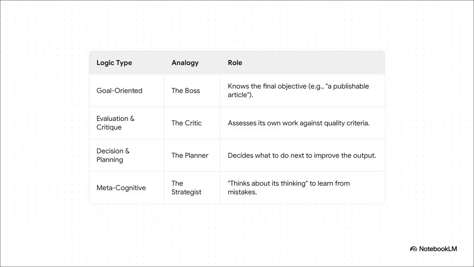And what's so cool is how this agent thinks. It's not just one thing. It's more like a little team of specialists working inside the AI. You've got the boss, whose only job is to keep its eye on the prize, like write a publishable article. Then the critic jumps in and asks, is this paragraph any good? The planner then figures out the next logical step. And maybe most impressively, you have the strategist, which is like an internal coach, helping the AI learn from its own mistakes so it actually gets better with every single try.